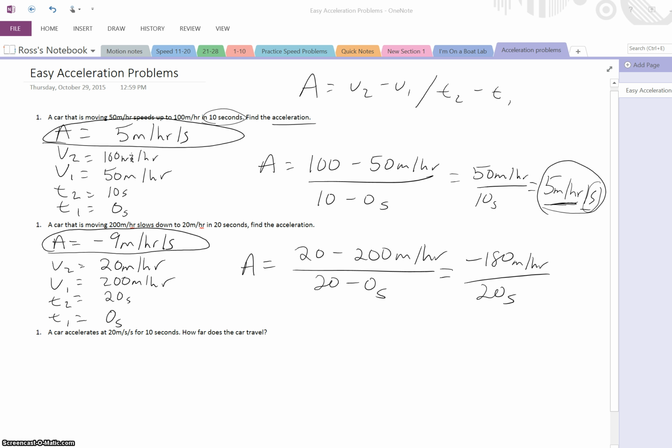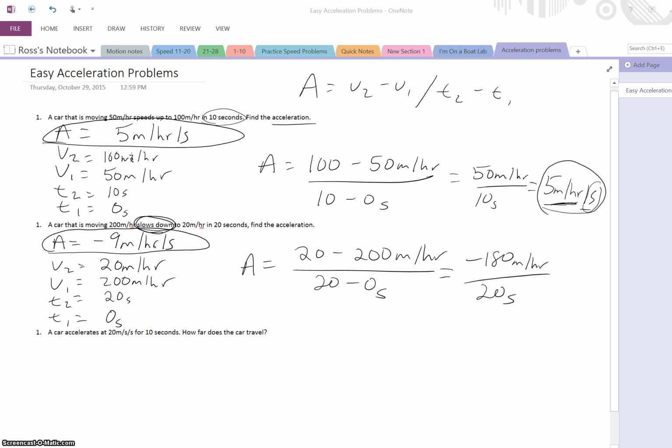So what is up with that negative sign? That negative sign means that we are slowing down. With acceleration, the only time that you will have a negative sign is if you slow down. Right? If you are going from 200 meters per hour down to 20, you are not doing positive acceleration. Positive acceleration would be speeding up. Instead, you are doing negative acceleration. You are getting slower every second. How much slower every second? 9 meters per hour slower. So that's why we've got that negative sign.